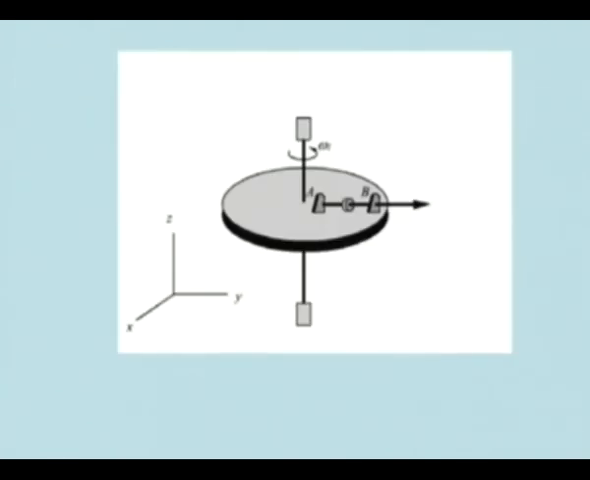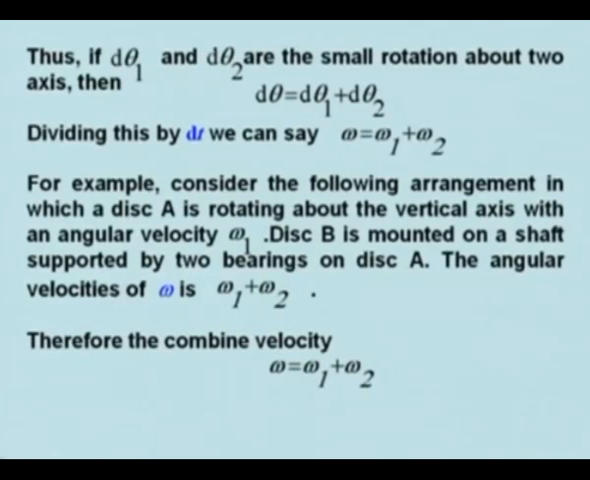Like this, in which there is a disc which is rotating at omega 1 and there are two bearings on which this shaft is mounted, and there is a disc that is also spinning about another axis. So, if I show that x, y, z axis, one rotation of the whole disc is about z and this is spinning about the y axis.